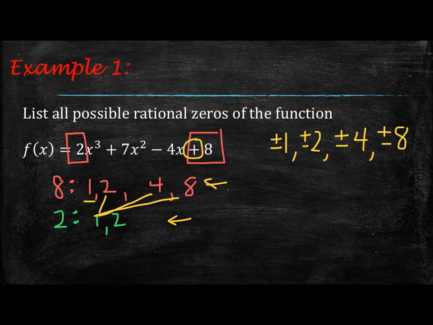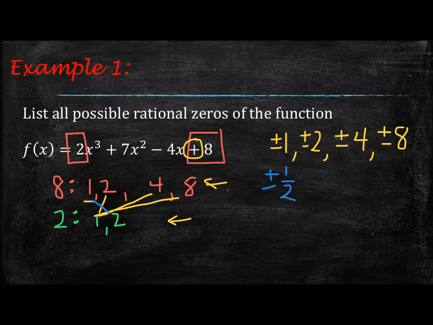Then you also have to do all of those red numbers divided by the 2 that's green. So you'd want to do 1 divided by 2. So that's going to be plus or minus 1/2.